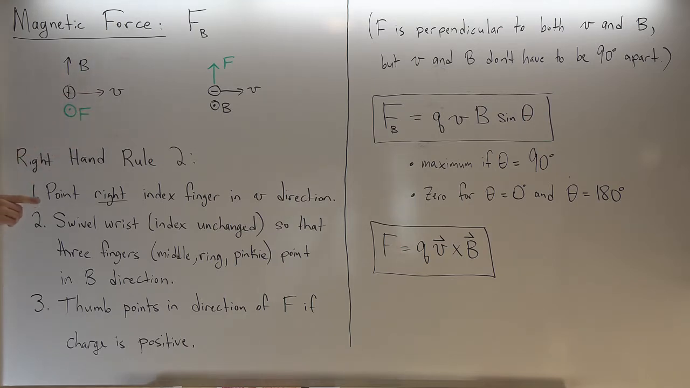Swivel your wrist with the index finger unchanged so that the three fingers point in the direction of the magnetic field. So don't do this, because see what happened? My index changed. Imagine that you're sticking your finger into a pipe. So I'm going to swivel and get these fingers to point in the direction of the magnetic field. They're pointing toward the top of the screen. And then the last thing, you see that the thumb points in the direction of the force on a positive charge. And this is positive, so the force is out of the screen or out of the board.